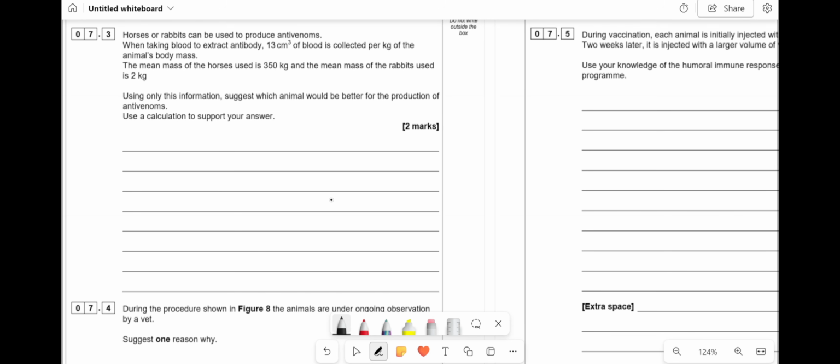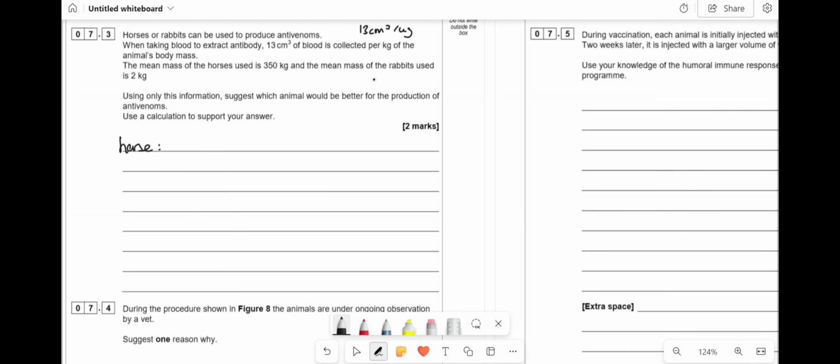So horses or rabbits can be used to produce antivenoms. When taking animals' blood to extract them, 13 centimeters cubed is collected per kilogram of the mass. So 13 centimeters cubed per kilogram is taken. The mean mass of horses is 350. The mean mass of rabbits is 2. Using this information, which would be better for the production of antivenoms, and use a calculation.